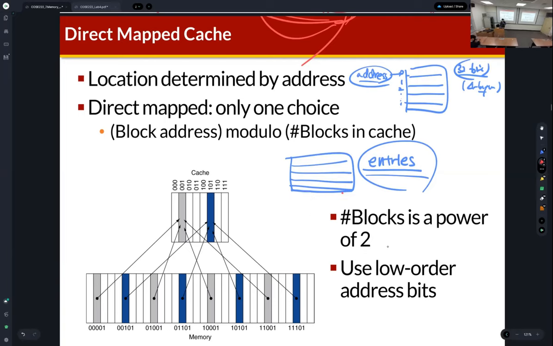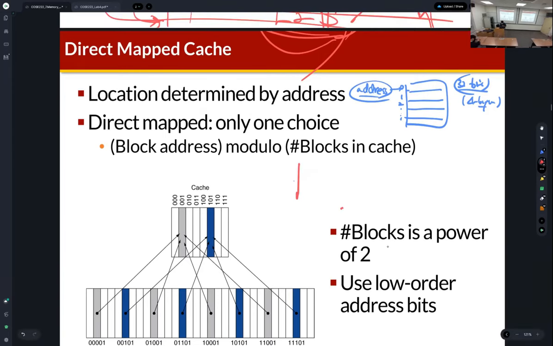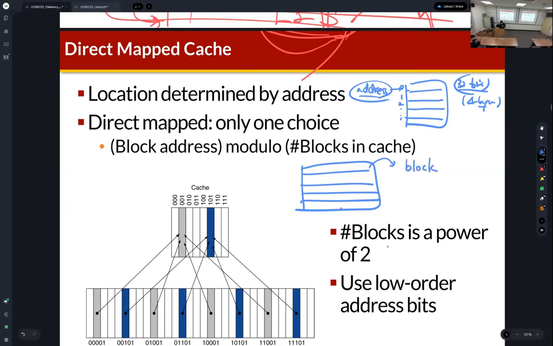So actually, when we mention the cache, like the instruction memory, the cache also has multiple entries. So there are multiple entries, and each entry of the cache is called a block, or line.